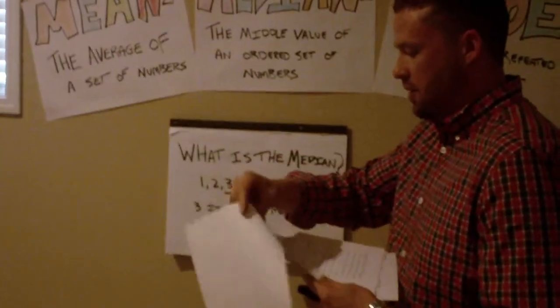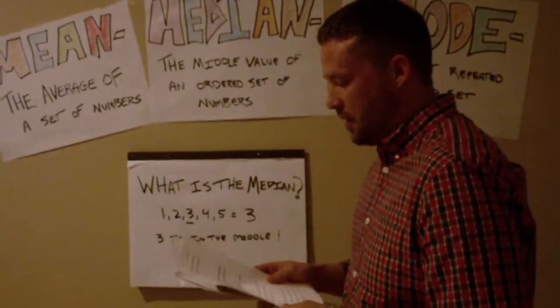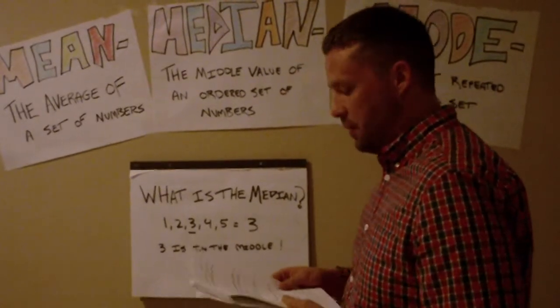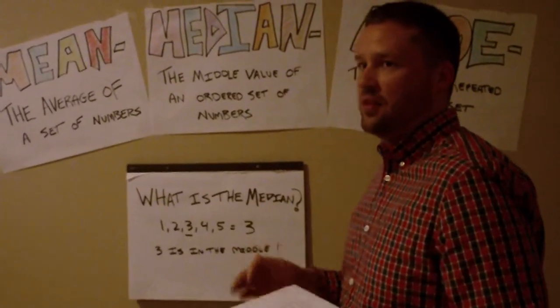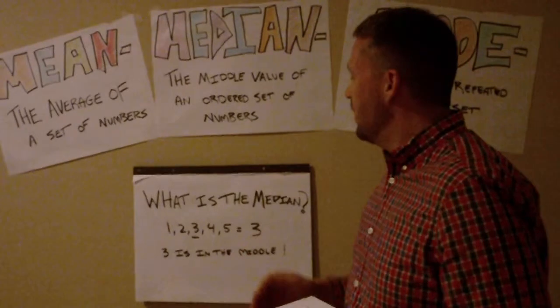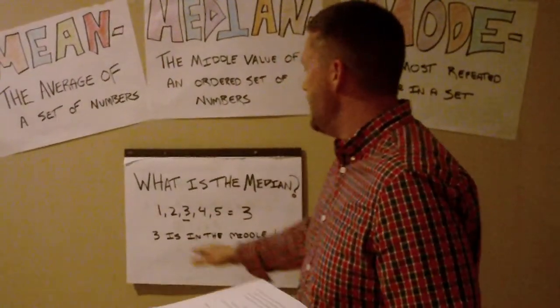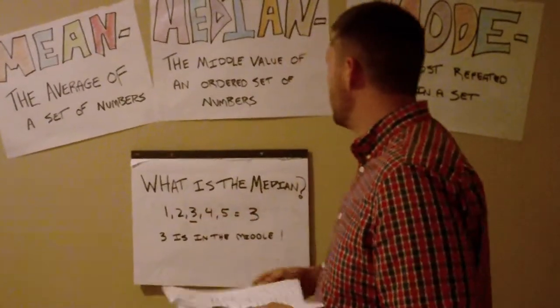We're going to go to the median now. Another way to find averages. The median, like it's written here, is the middle value of an ordered set of numbers. To find the median, you have to have the numbers in your set in numerical order. So if you have the numbers 1, 2, 3, 4, and 5, they have to be in order from lowest to highest to find the median.